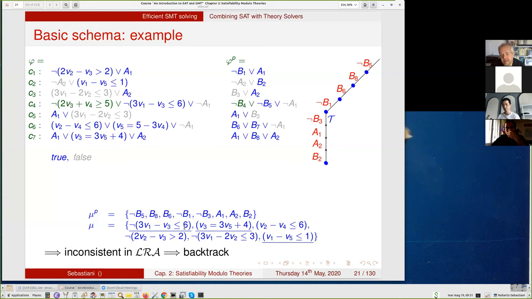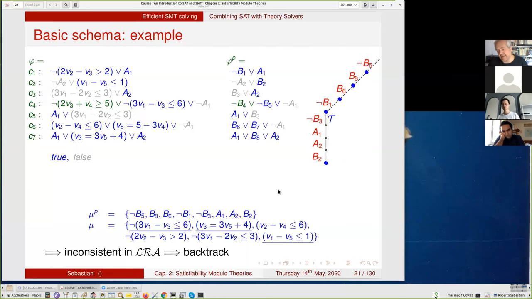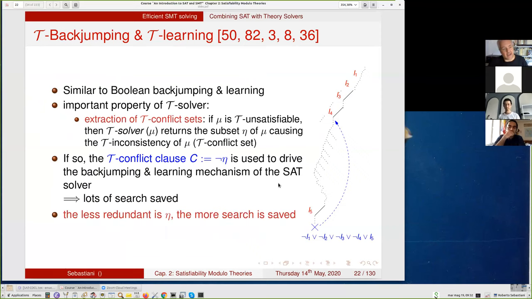The SAT solver is good at Boolean reasoning, but knows nothing about the theory. The theory solver knows everything about the theory, but is incapable of any Boolean reasoning, okay? They talk to each other. It is a continuous interaction between these two guys, okay? This is the very, very basic idea. But there is something much better than this, okay?